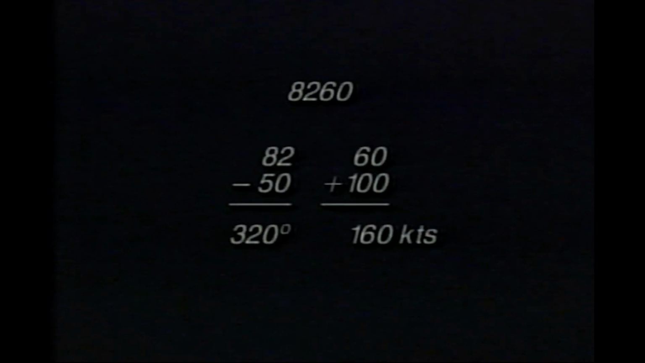If you saw 8260 in the report, first subtract 50 from 82, giving you 320 degrees true. Then add 100 to the 60, giving you 160 knots. So the wind would be from 320 at 160 knots. If the winds are 199 knots or more, it will only give it as 199 knots.